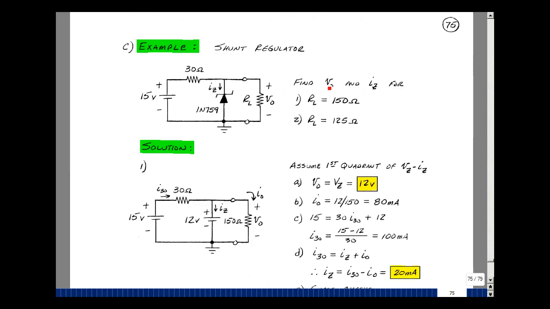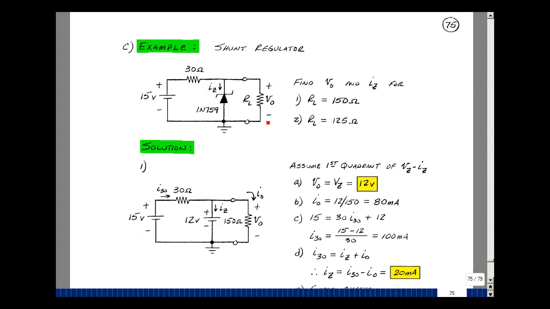Let's take a look at what's called a shunt regulator. This consists of a voltage source, a Zener diode across the load, and then a series resistor. Shunt in electronics refers to parallel, so this is in parallel with the load. Suppose that this isn't a physical resistor, but a circuit that's hooked up here that draws a current given a voltage and has a ratio of voltage to current of, say, 150 ohms. And suppose that that changes to 125 ohms.